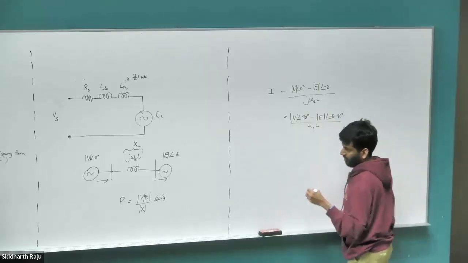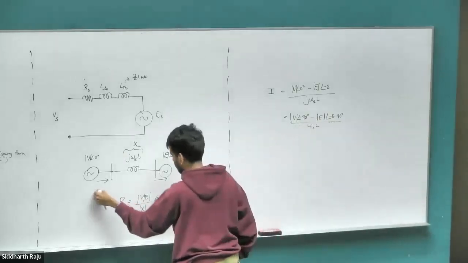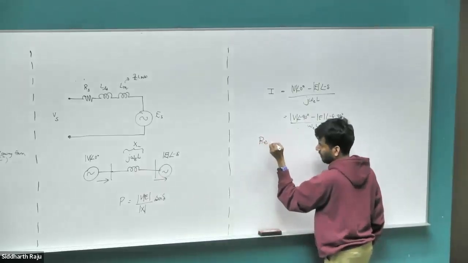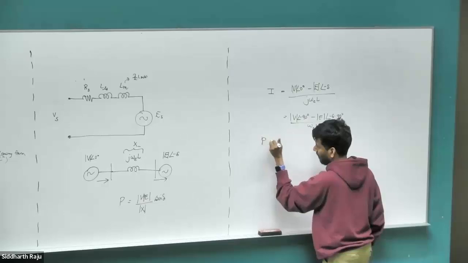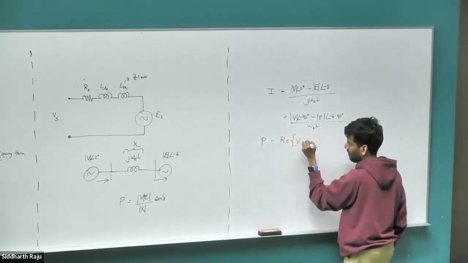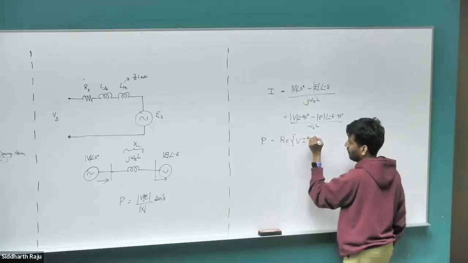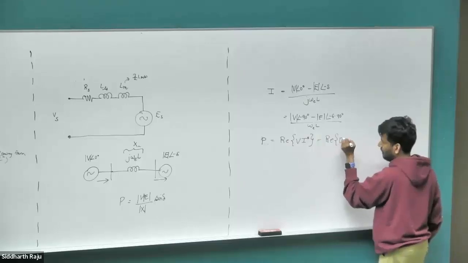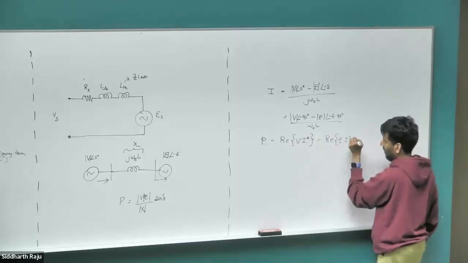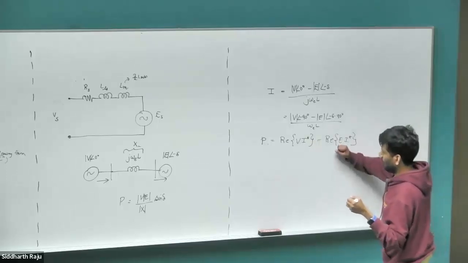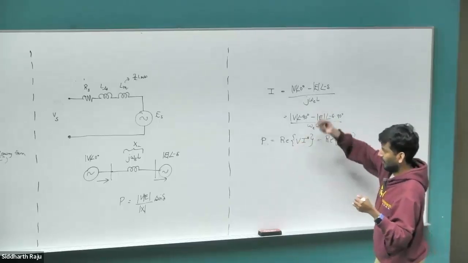So the real power going from the first generator to the second generator is going to be the real part of V times I conjugate. And this will of course be the same as the real part of E times I conjugate because there is no resistance in between, so both powers would end up coming out the same. You can either substitute for E or substitute for V and solve. You'll get the same answer.